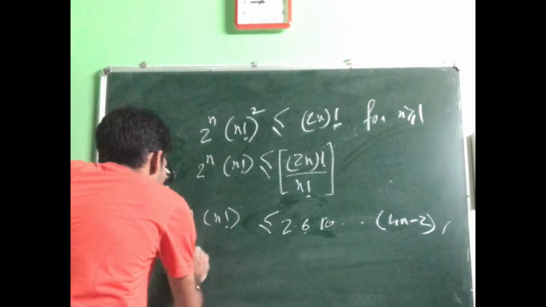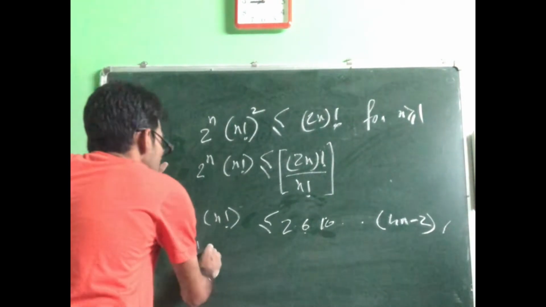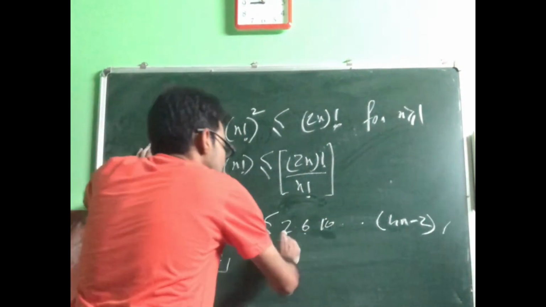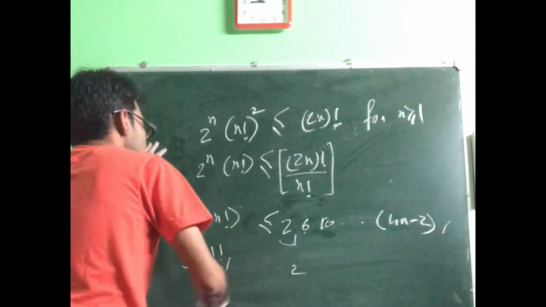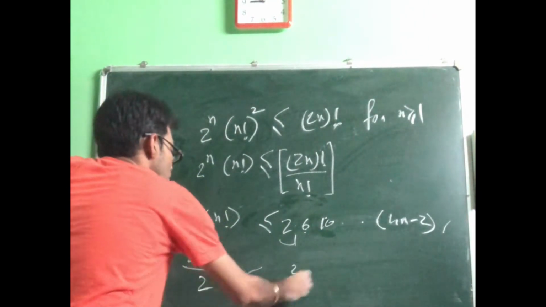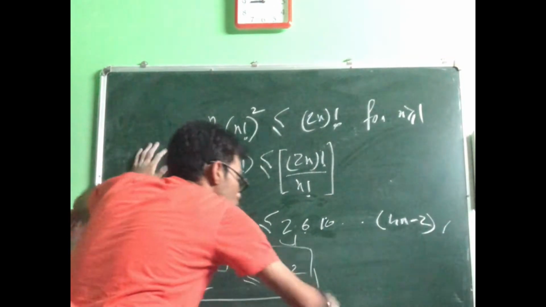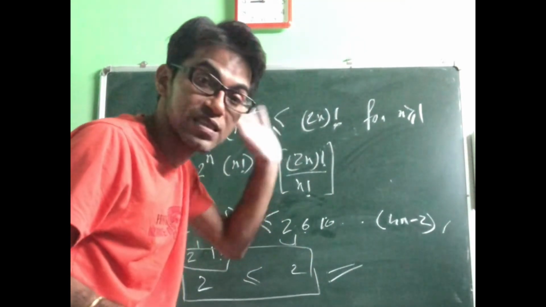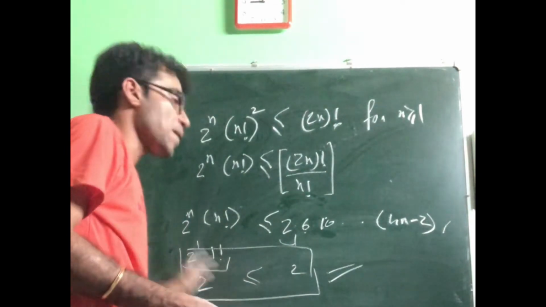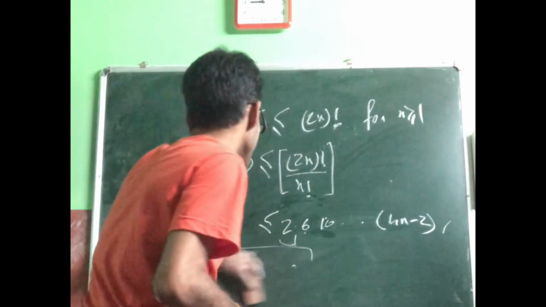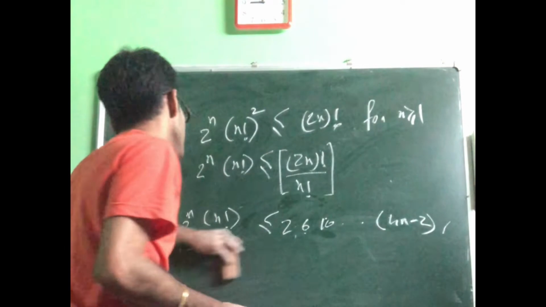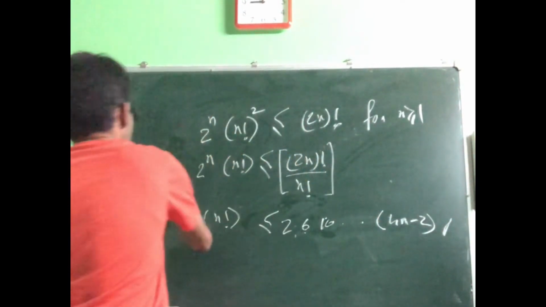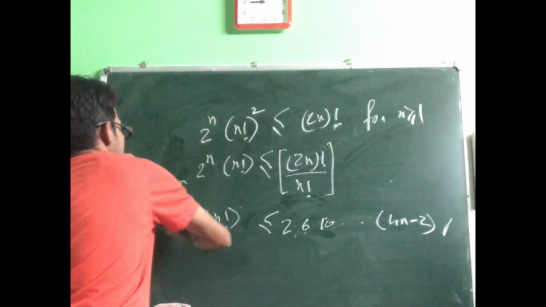So if n equals 1, the left hand side becomes 2 to the power 1 into 1 factorial, which turns out to be 2, and the right hand side is 2 as well, and 2 is definitely less than or equal to 2. This statement holds true. So the statement is true for the base case, n equals 1. Now, using the induction hypothesis, I assume that the statement holds true for n equal to n.